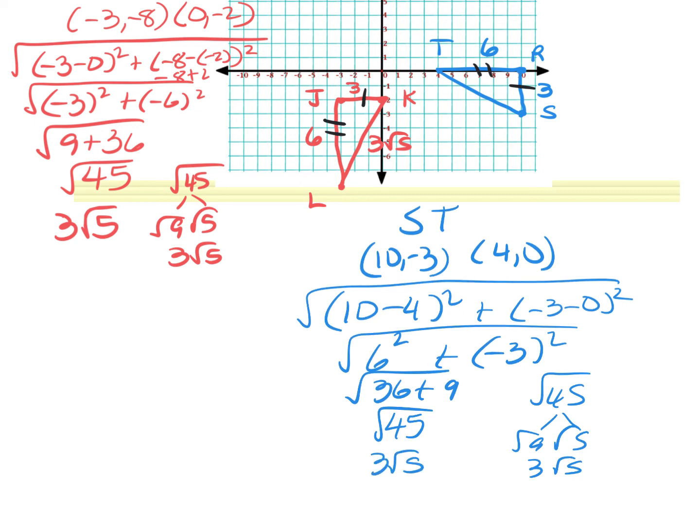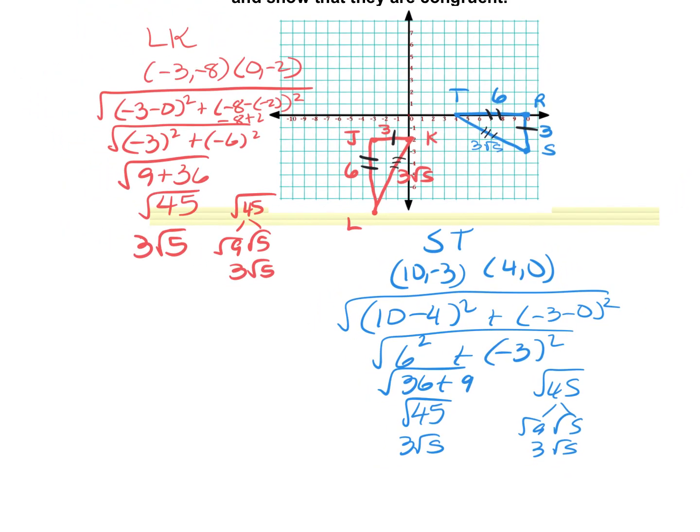So now ST and LK are all congruent. Now I have the 3 sides of one triangle that are congruent to 3 sides of the other triangle. So yes, these 2 triangles are congruent. They all have the same side length. So triangle JKL is congruent to triangle RST using side, side, side.